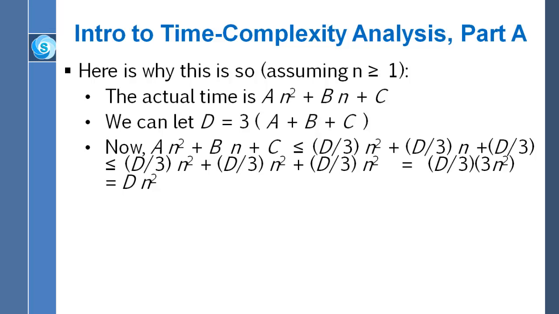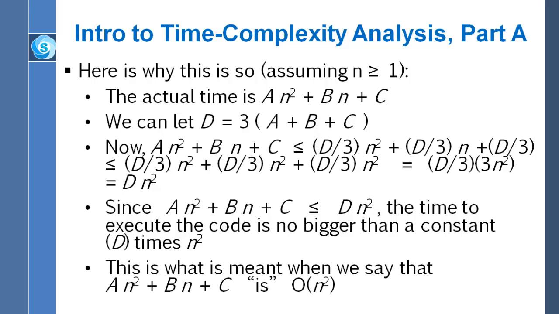All right, now n is less than or equal to n squared. That's certainly correct. As long as n is at least 1, it's certainly true that n is less than or equal to n squared, and also 1 is less than or equal to n squared. So I can continue and say that what I've done so far is less than or equal to d over 3 times n squared plus d over 3 times n squared plus d over 3 times n squared. And all I'm doing there is adding the same thing 3 times. So I got 3 multiplied by d over 3 n squared, which is equal to d times n squared. So what I've done is proved that a n squared plus b n plus c is less than or equal to d n squared. And that's the formalism that allows me to assert that capital A n squared plus capital B n plus capital C is capital O of n squared.